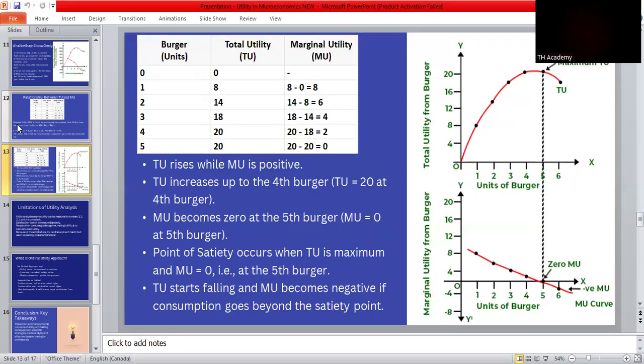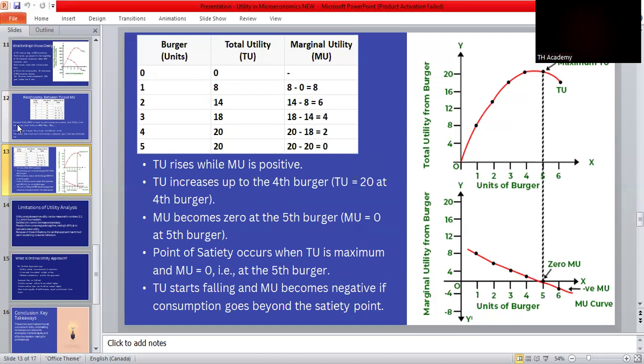On this slide, we are looking at the TU and MU curves for burgers. The TU curve is drawn on the top and shows the total satisfaction from consuming burgers, and the MU curve is drawn below and shows the extra satisfaction from each additional burger.